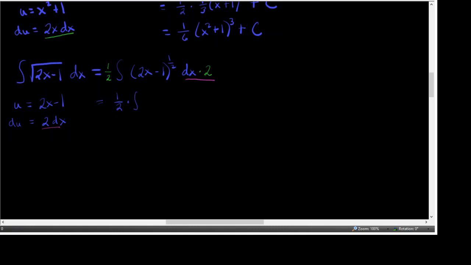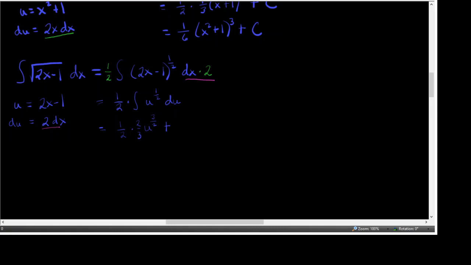Apologies. So this would become u to the 1/2 du. And so now we'll antidifferentiate. We'll raise the power by 1 and divide by the new power. And dividing by a fraction is the same thing as multiplying by its reciprocal. So division by 3/2 is the same thing as multiplication by 2/3.